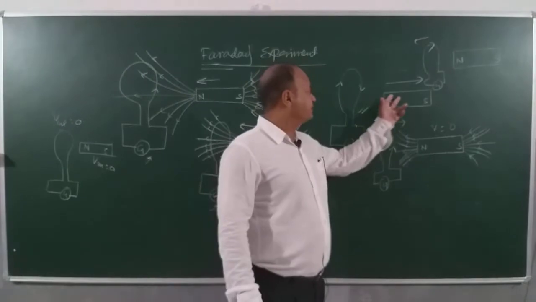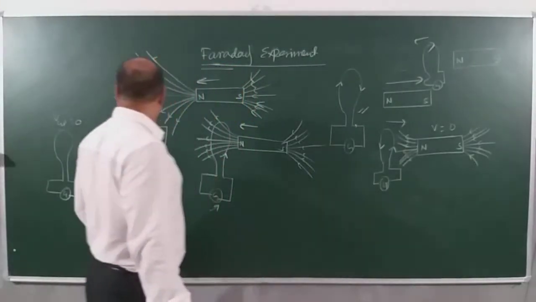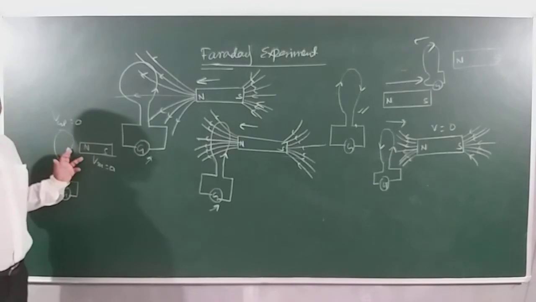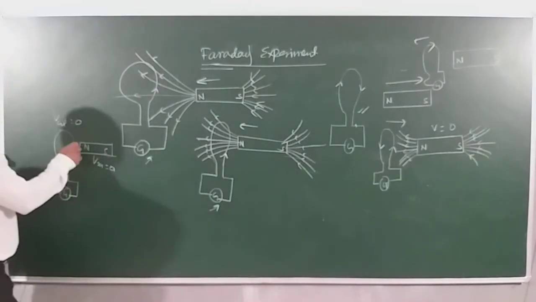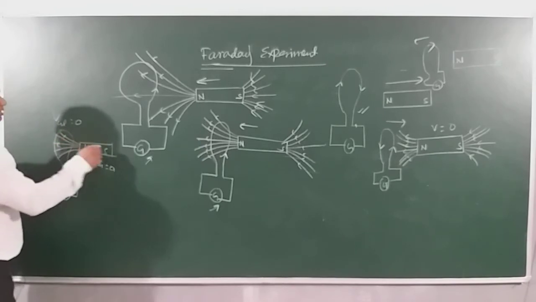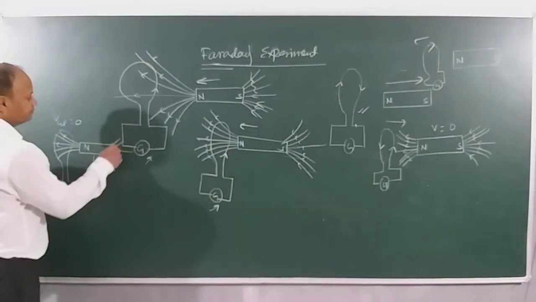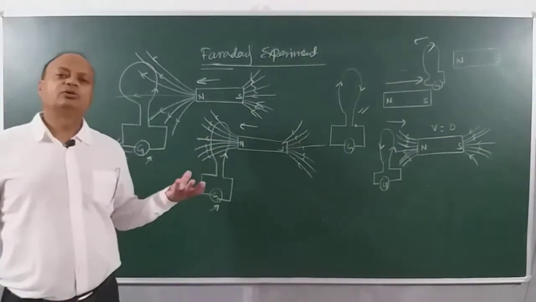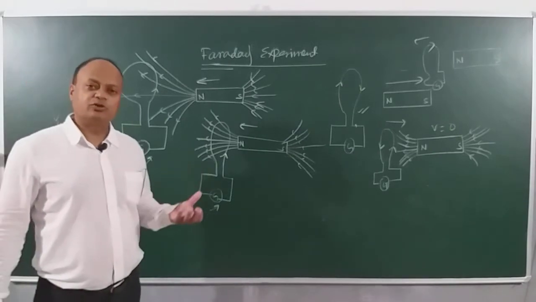However, in this case, here, when the magnet is stationary and the coil is also stationary, whatever lines are passing through the coil, the number of lines passing through the coil remains what? Same. And when the number of lines are remaining what? Same, then there is no EMF and therefore there is no current.